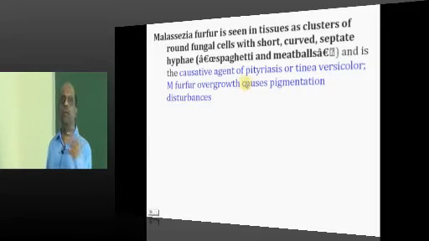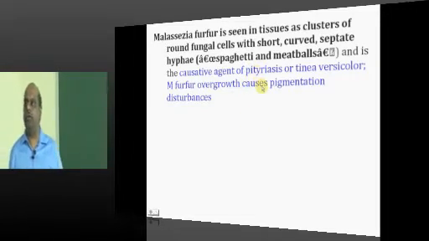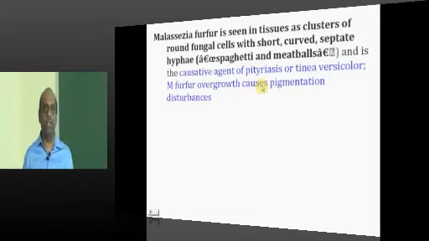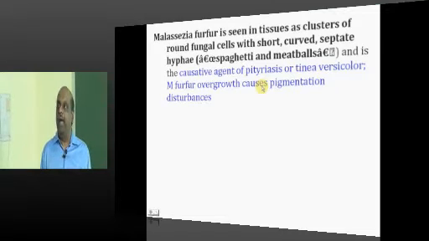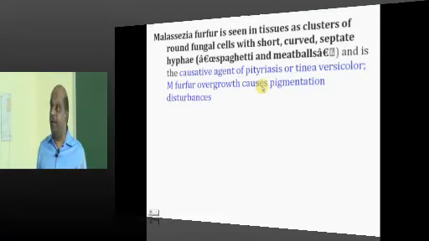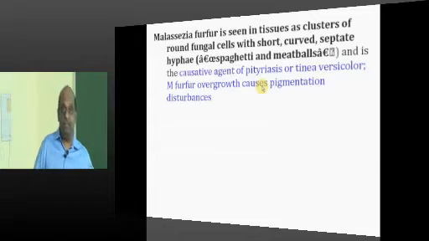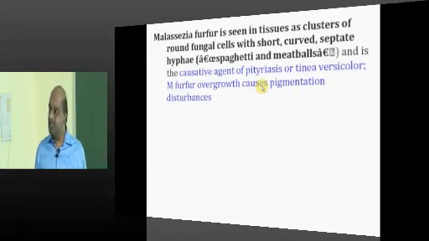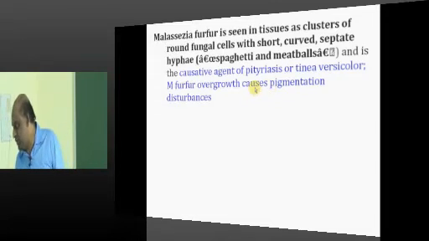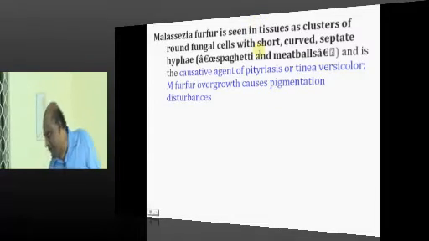Very common when you are working in a PHC, you will find a lot of people coming with that hypopigmented skin, and they will be threatened by the TV news that it can be leprosy, it can be this, it can be that. It's a simple tinea versicolor which needs to be fundamentally remembered.